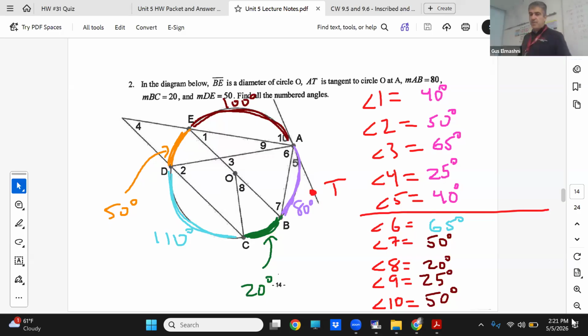Wait, how did you get 100? Because you have a semicircle here. That's 80. And I know it's 80 because I was given the purple. Yeah, of course.